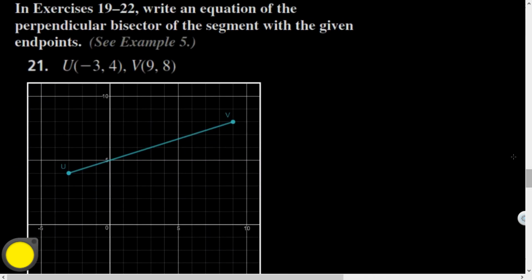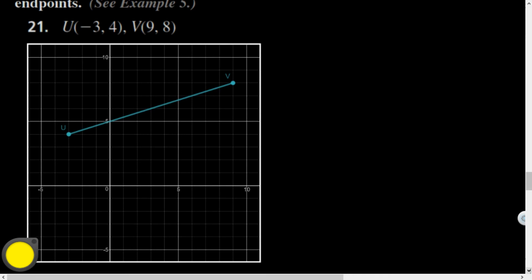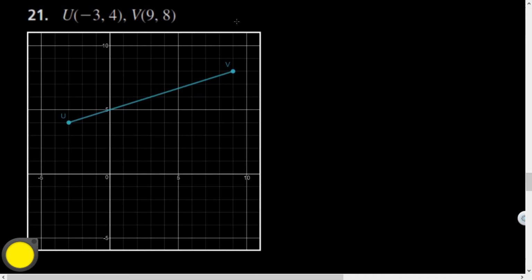And here we go. Write an equation of a perpendicular bisector of the segment with the given endpoints. Now, I gave you guys this grid. There is a way to do this non-graphically, and I'm going to do it the non-graphical way, but kind of verify each step along the way. So let's find the midpoint first, because that's for the perpendicular bisector. We'll do the bisector component first.